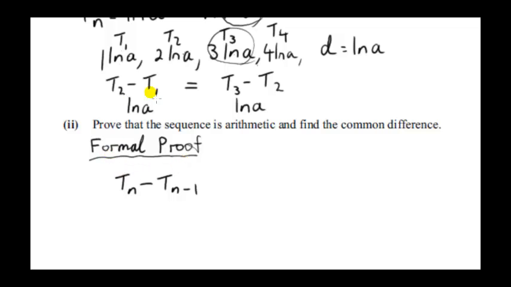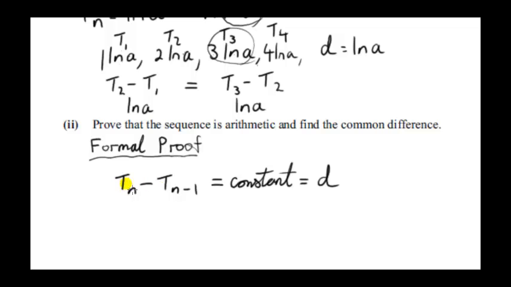Anyway, even though it's clear that we're dealing with an arithmetic sequence, let's go through the formal proof. To prove in general that a sequence is arithmetic, we have to look at the nth term and subtract the n minus first term, and that should give us a constant. That is a number that doesn't depend on n, and that constant is what we call d, the difference between two consecutive terms.